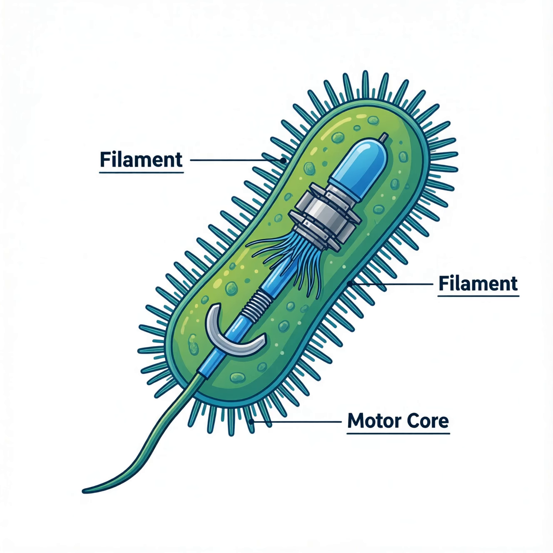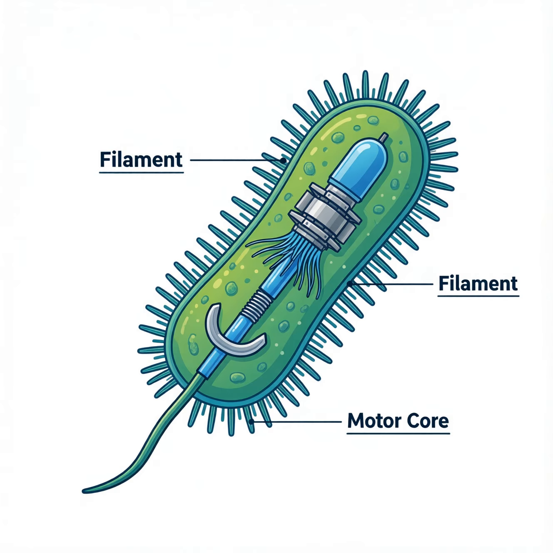Imagine a microscopic engine that turns thousands of times per second, powered not by fuel but by a tiny electrical charge across a cell membrane. In this lesson we uncover how bacteria use the flow of protons to spin their flagella and move through their world. The bacterial flagellum is a complex nanomachine that propels cells through liquid environments.